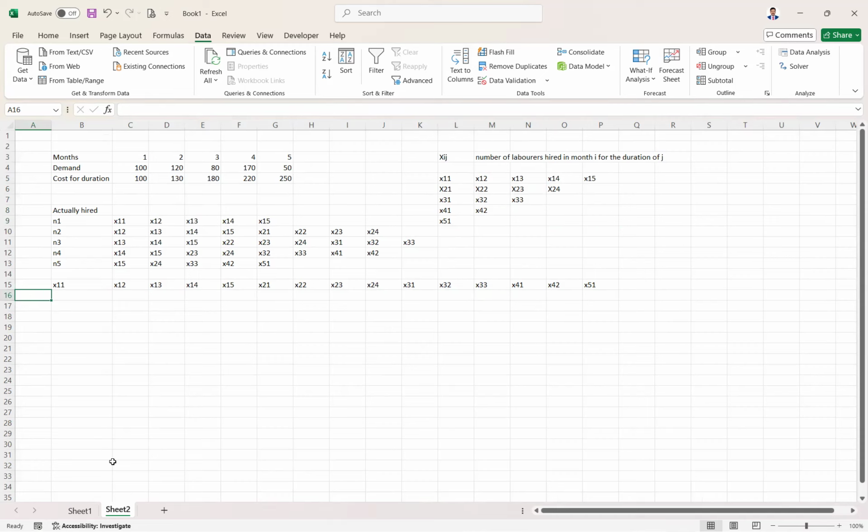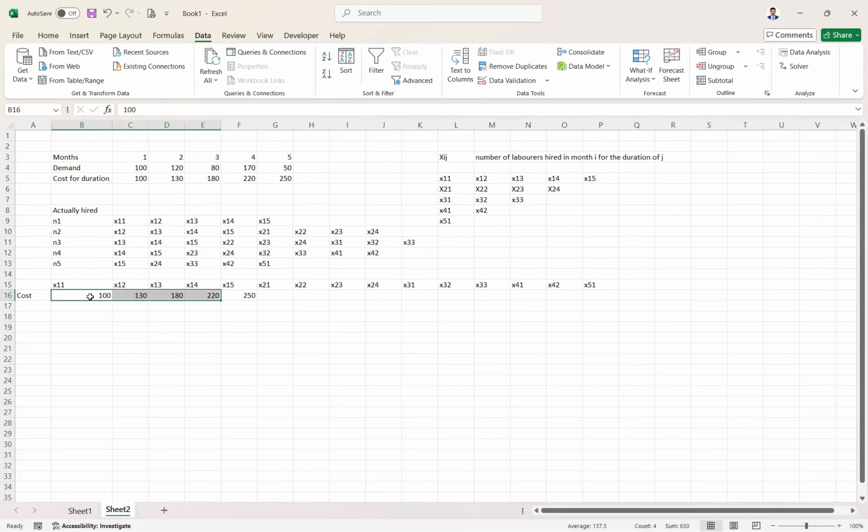Now this is the cost. The cost is nothing but the cost for the durations. The duration is the same. Why is it the same? Because here these are working only for 1 month, these are working for 2 months, these are working for 3, these are working for 4, and these are working for 5.